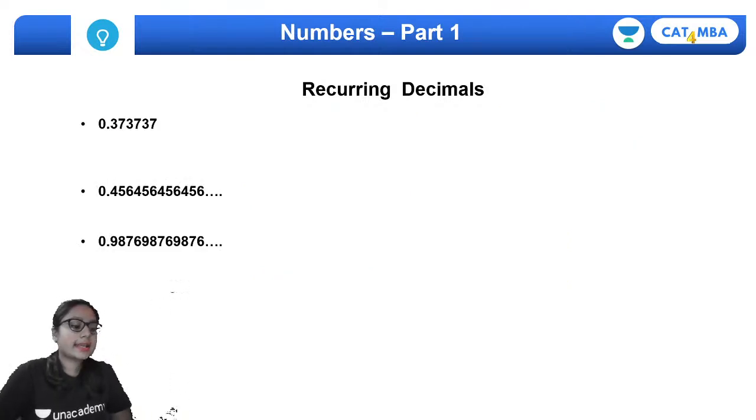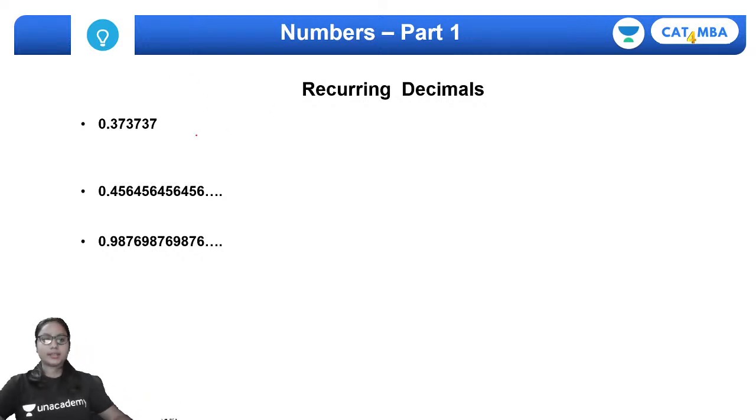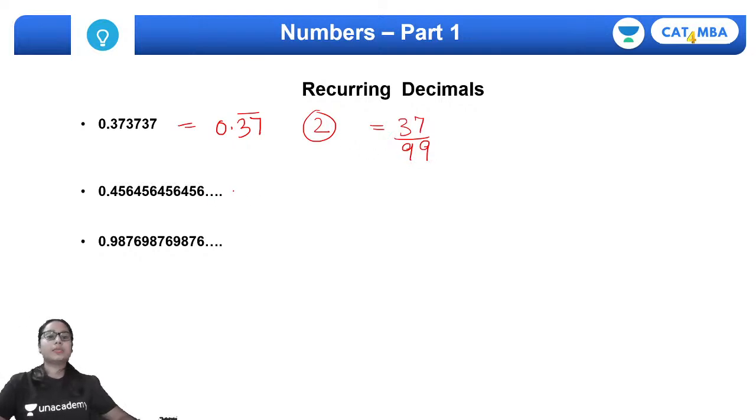So let us discuss this. Let us do this exercise. Okay, let us try to convert these recurring decimals into the fractional form. Simple, this number can be written as 0.37 bar. How many digits are getting repeated? 2. So what I'll do is that it would be 37 upon 99, 2 times 9.